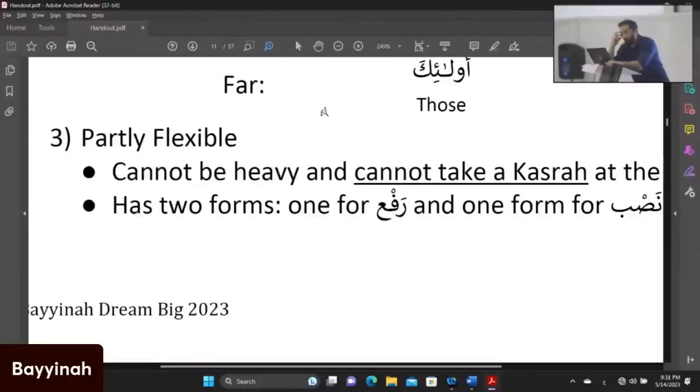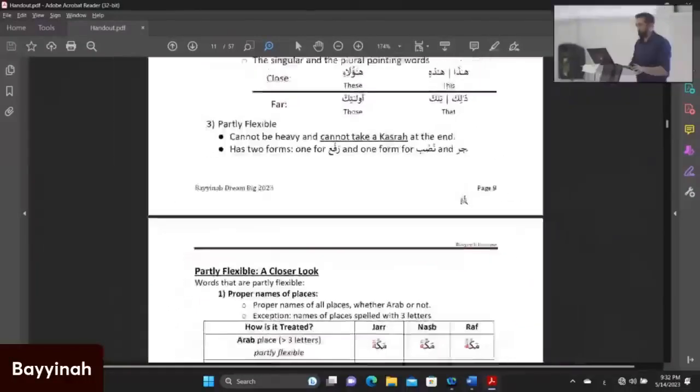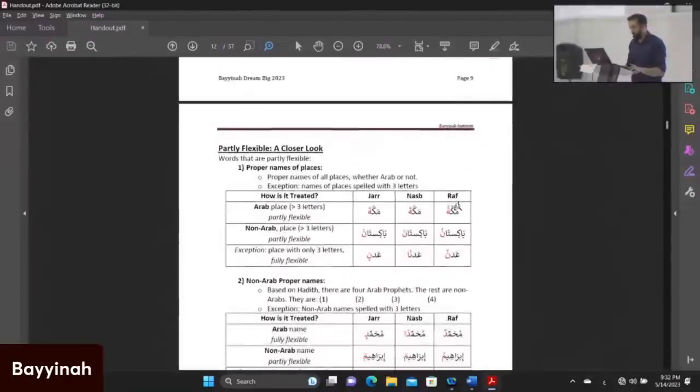What's the first limitation on partly flexible? They cannot be heavy. And they cannot take a kasra. Kasra means what sound? E sound. They cannot take kasra at the end. It has 2 forms, one for rafa and one for nasab and jar. Does that make sense? Yusufu is for rafa and Yusufa is for both nasab and jar. So if you see Yusufa in the Quran, what's your answer? It could be nasab, could be? Excellent. Excellent.